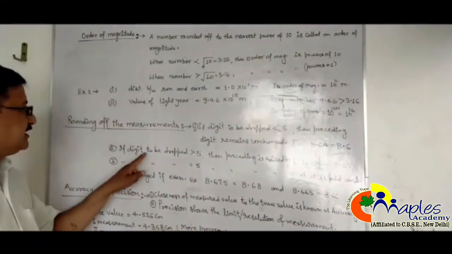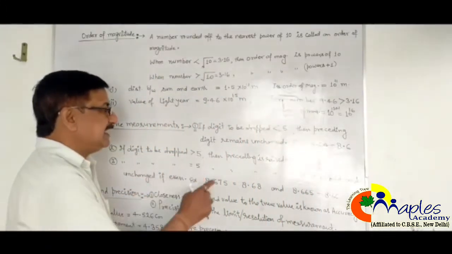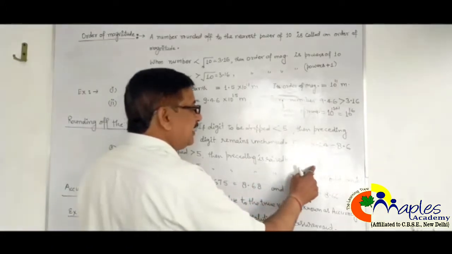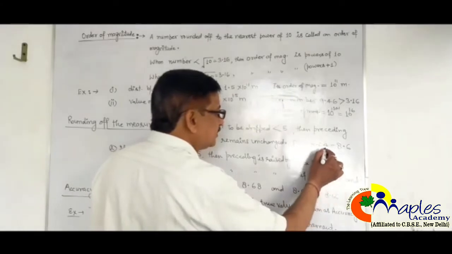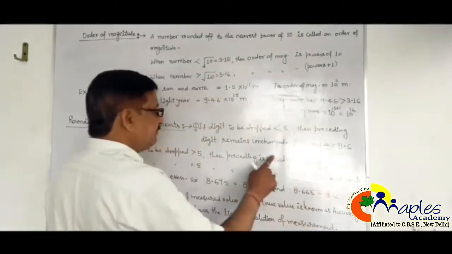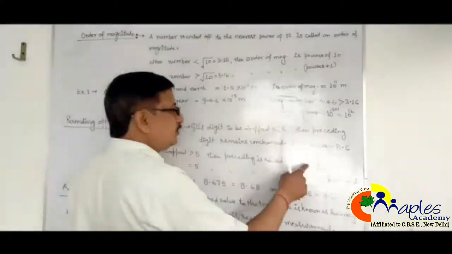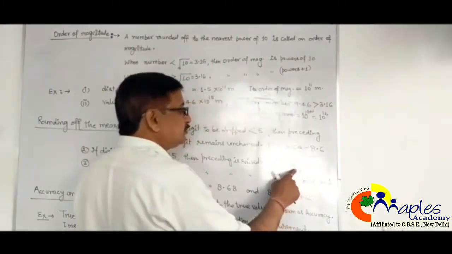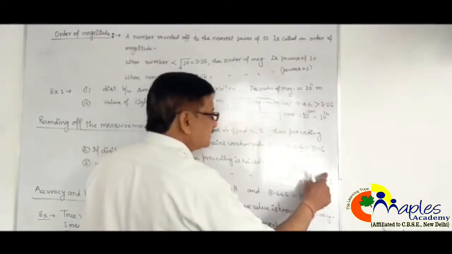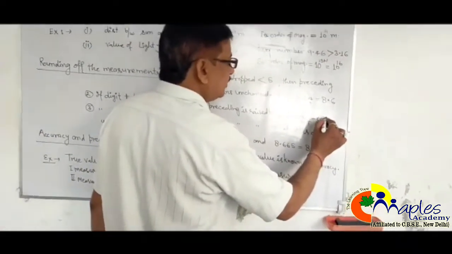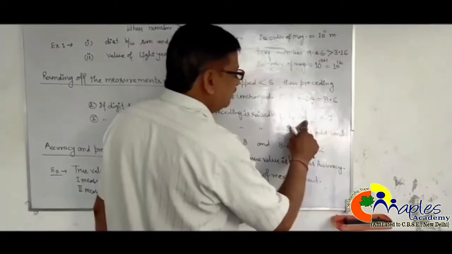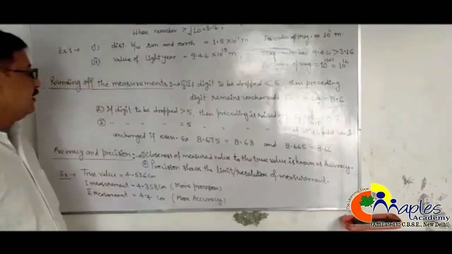And if the digit to be dropped is greater than 5, then the preceding digit is raised by 1. For 8.66, the last digit is dropped and it is greater than 5. So the preceding is raised by 1. We will increase it by one. It will be 8.7.